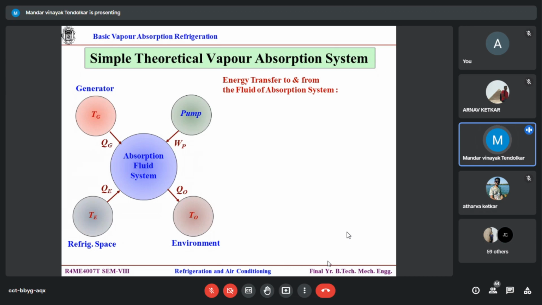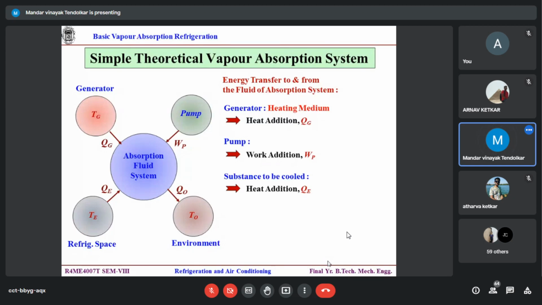Energy transfer to and from the vapor absorption system fluid. So generator, heating medium, QG. Correct. Pump, that is also work addition, WP. We try to reduce WP. How? Liquid. We try to reduce QG. How? Internal heat transfer, heat exchanger. And the substance to be cooled, that is your refrigeration effect, which you want to maximize, QE, evaporator. And everything rejected is this Q naught.